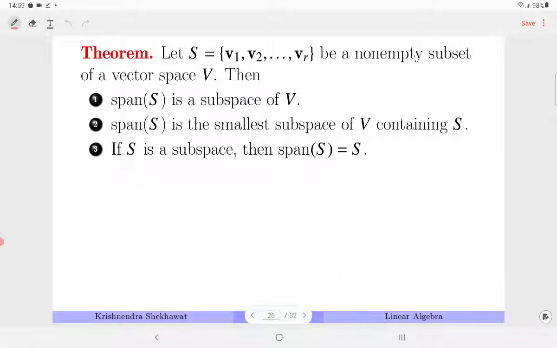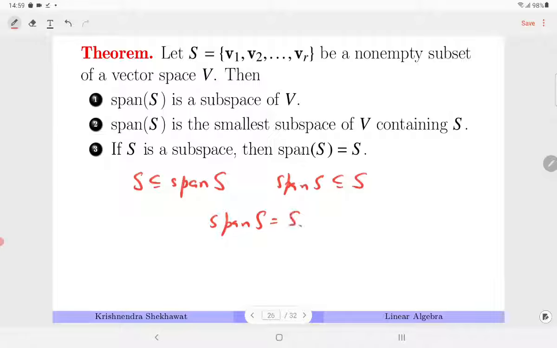Next one. If S is a subspace, then span S is equal to S. How are we going to prove this one? Just think of it. So this one is straightforward. From 2, we know that S is contained in span S because S is a subset of span S. And if S is a subspace, then we have proved that span S is the smallest subspace. Therefore, from 2, span S must be contained in S. From these two, span S is equal to S.